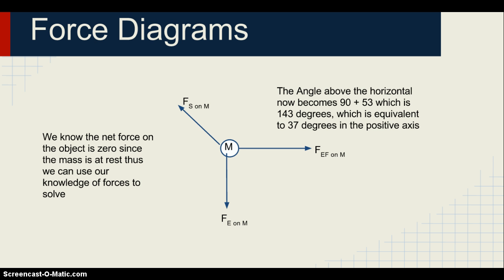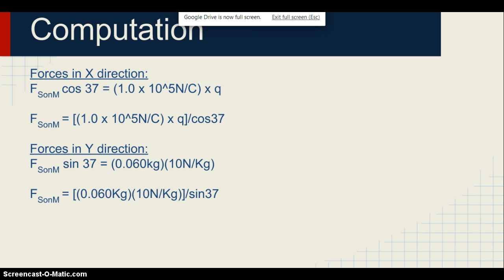So as you can see from the force diagram, in the x direction, you'll have right here the x component of the force of the string, and then you have the force of the electric field. We don't include the force of the earth in the x component. Then in our y direction, we have the force of the string on the mass in the y direction, which is in this case sine 37, equal to mass times gravity, and the mass is given as 0.060, and for the force of the earth, we are told to use 10 newtons per kilogram.